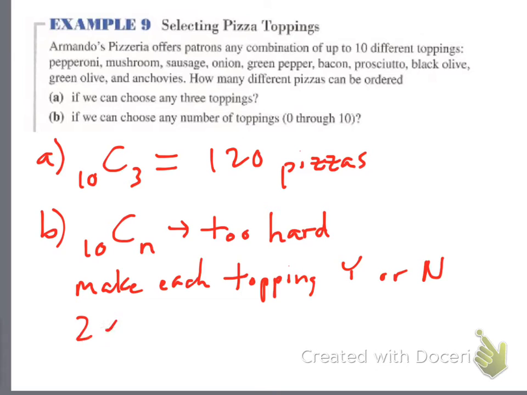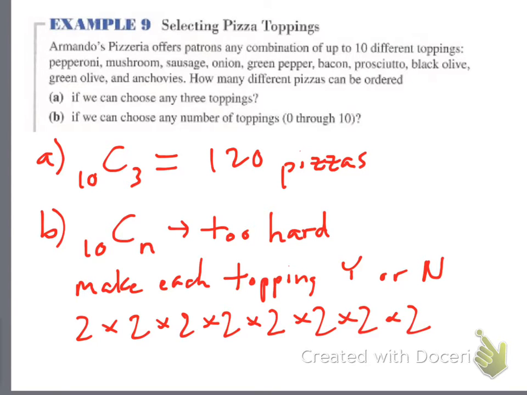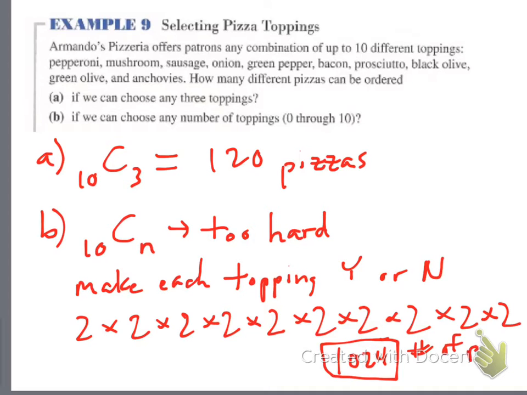So that's 2 times 2 times 2 times 2 times 2, times 2 times 2. 1, 2, 3, 4, 5, 6, 7, 8, 9, 10. Now, if you multiply that, that's 1,024. Now, really, what you found is the number of possible pizzas, period, regardless of how many toppings. So that's sort of a special case. I would say that this one is the one you're going to see the most.